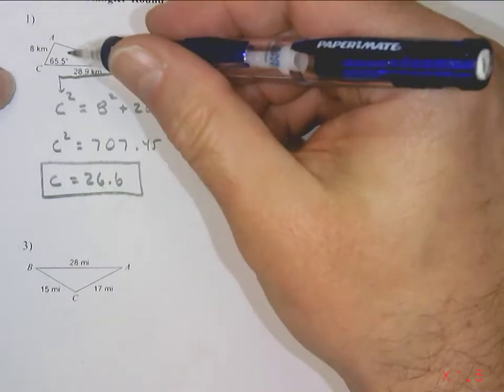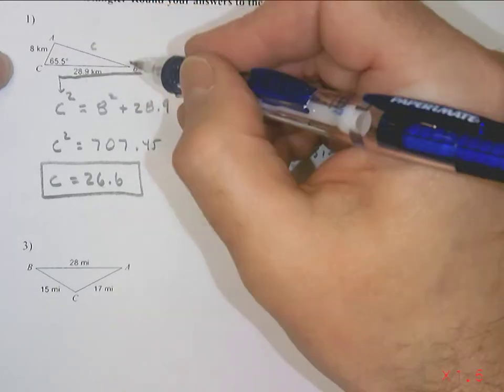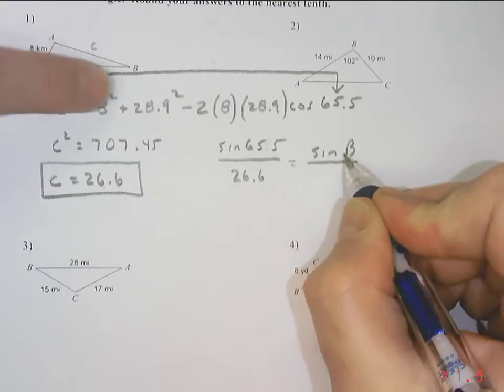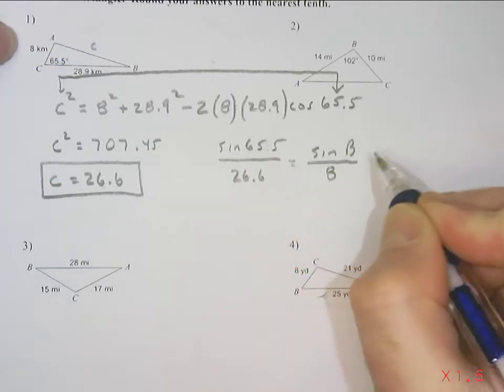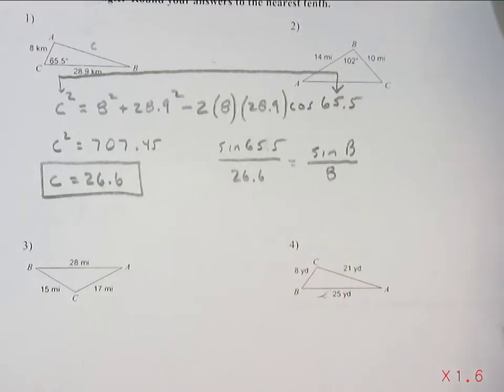Now I have to go pick an angle over here. I could choose B in the 8, or I can choose A in the 28.9. So I'm just going to grab angle B. That's what I don't know, and that's what I'm going to try to solve for. The side opposite that angle is the 8. So I've got a law of sines formula using the new side that I found earlier from law of cosines.